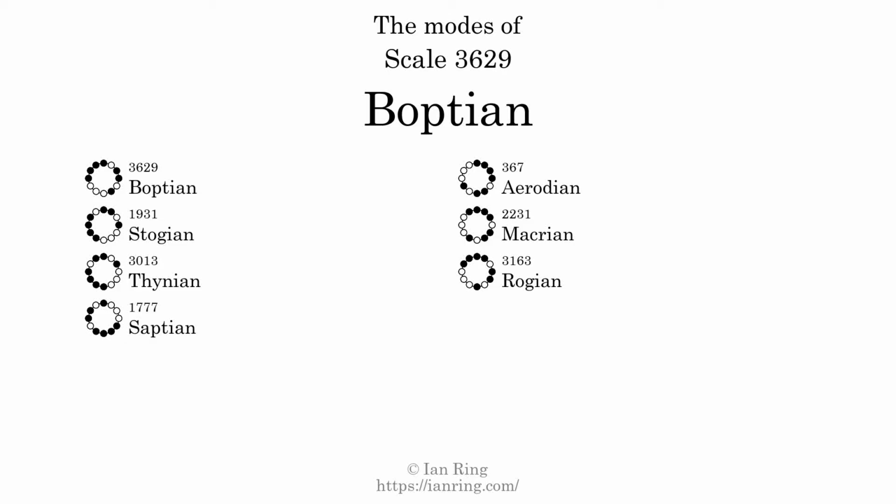The seventh and last mode is scale 3163, also known as Rojan. It sounds like this.